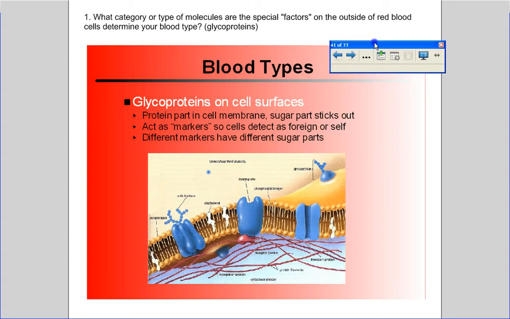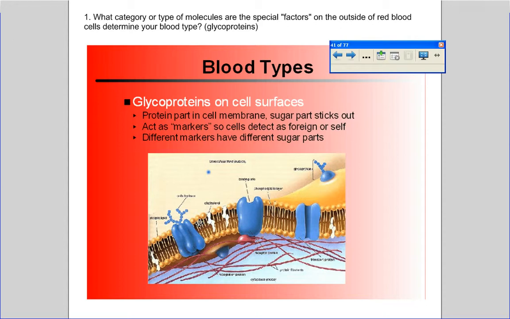So the first question was, what category or type of molecule are the special factors on the outside of red blood cells that determine your blood type? So the answer is glycoproteins. If you remember when we learned about cells and cell membranes, there's different types of proteins embedded in the membrane. And one type was the glycoprotein. Basically there's a protein part, and then there's a sugar part that sticks out, and that is for identification. So in us, the sugar part sticking out from the red blood cells can have certain markers that basically identify them as self.